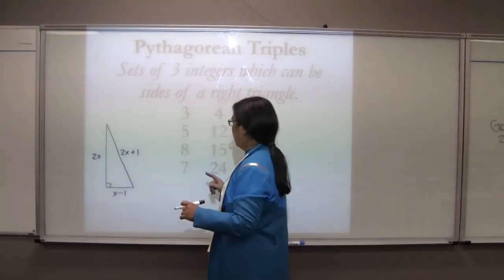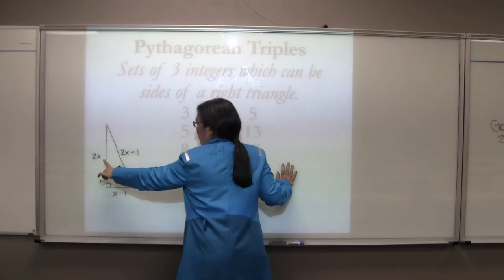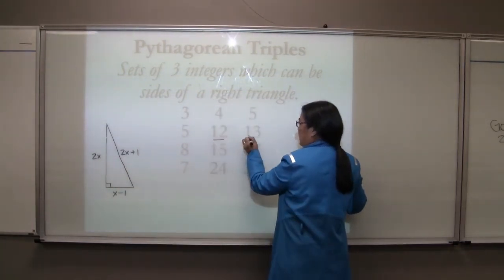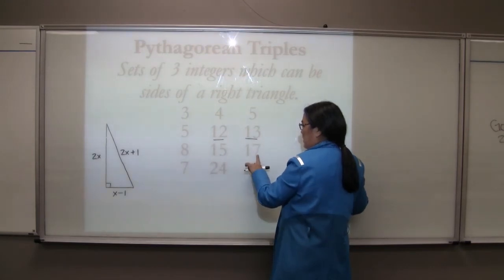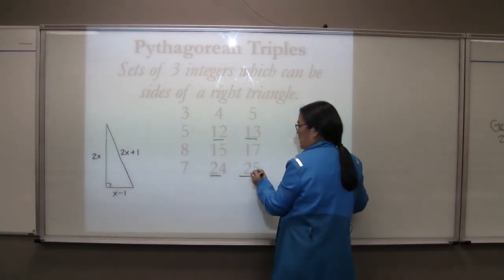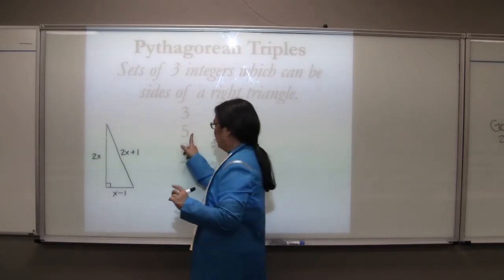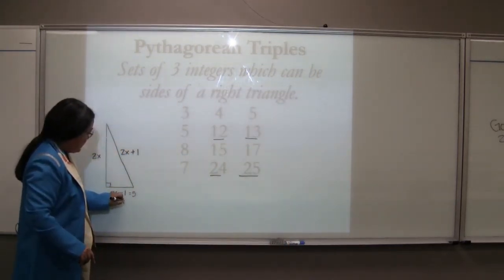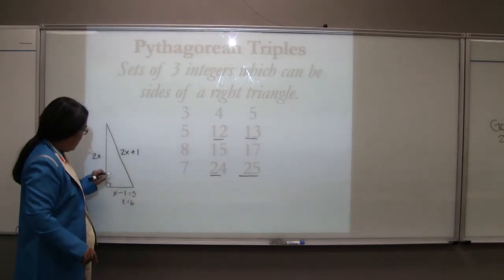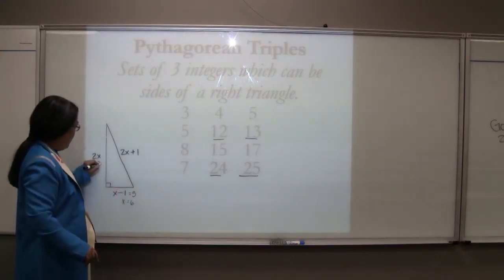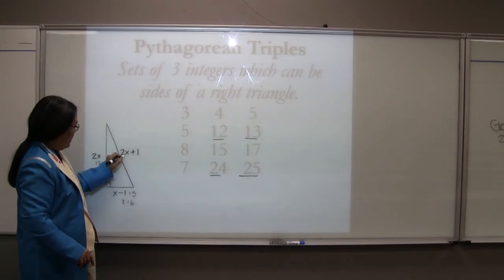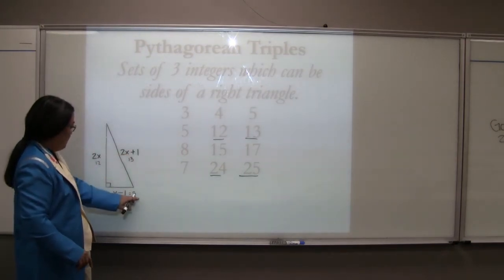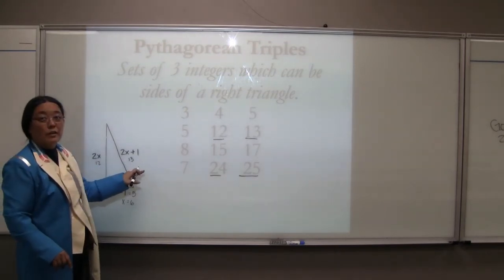That wouldn't quite work. But if we look, these are separated by 1. Ooh, it could be this one. That's separated by 2. Ooh, it could be this one. So let's take a look. If this was equal to 5, then x would equal 6. 2 times 6 would be 12. And 6 times 2, 12 plus 1 gives me 13. This is a 5, 12, 13 right triangle.